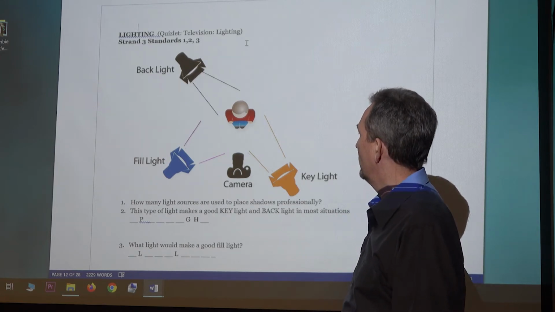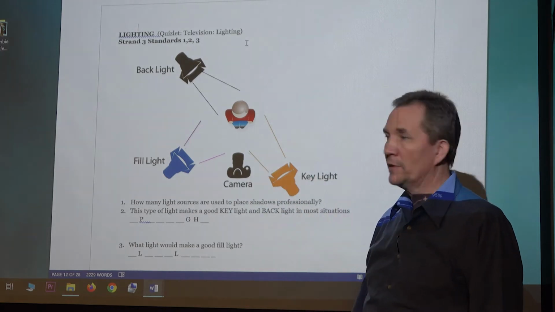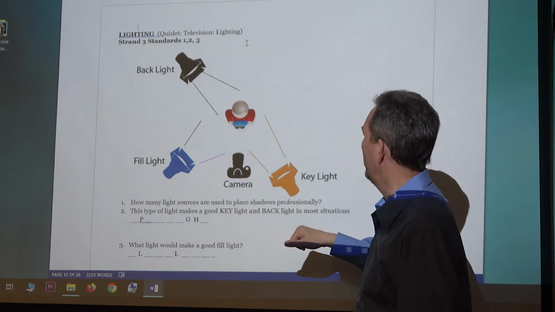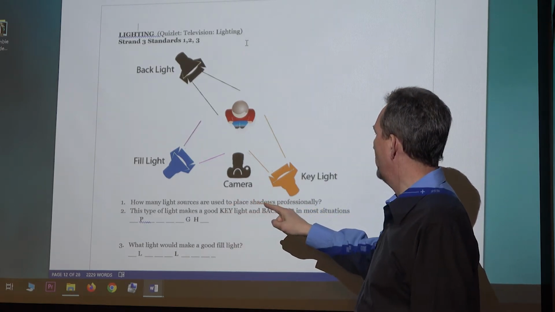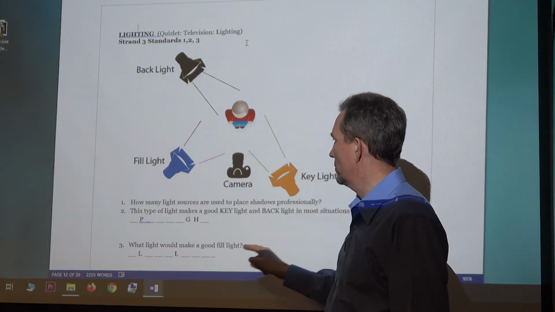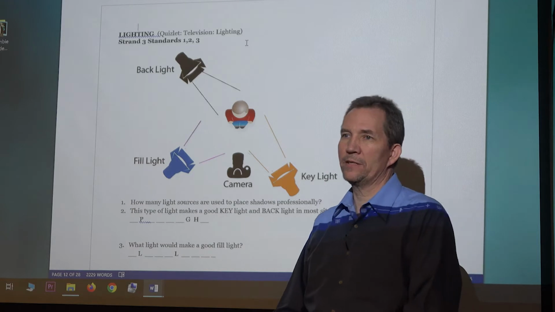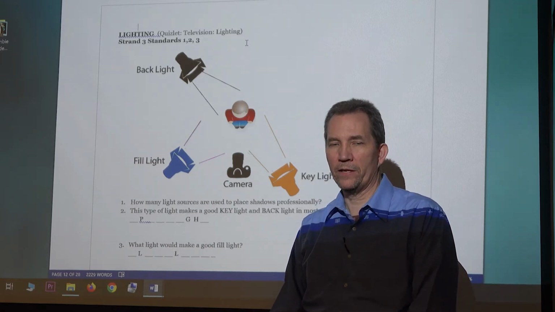So that's the idea. Can you have the key light over here and the fill light over here? Sure. Can you have the backlight in front? No. All right. This type of light makes a good key light and backlight in most situations. We're saying the category of light. This is a light that everyone says, a spotlight. Put a spotlight on them. You hear that all the time.